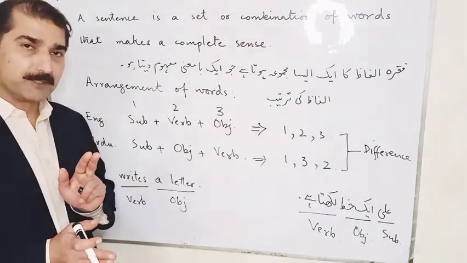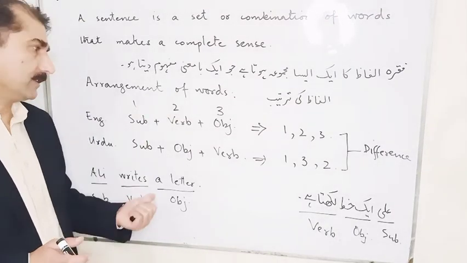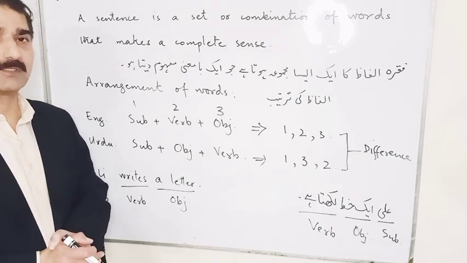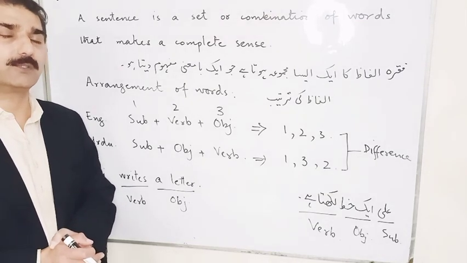This is the basic arrangement of words in English and in Urdu. Hope that you will better understand now a little bit about the structure of a sentence in English or in Urdu, both.